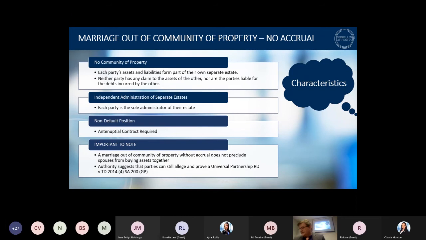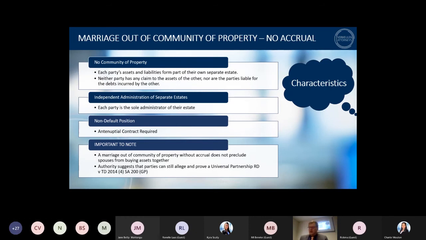You are the sole administrator of your estate. You can do with it what you like. You can piddle it out against the wall. You can donate it to your neighbor. You can set it on fire if you like. You can do whatever you want to do with your estate when you are married without the accrual, because your spouse at the end of the day has no interest in your estate.